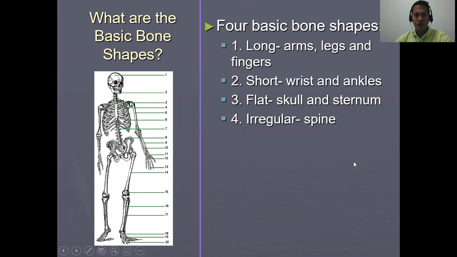There are basic bone shapes, and these are long, short, flat, and irregular. So long shaped bones are the arms, legs, and fingers. So as you can see in this picture, these are the long bones of the arms and legs. They're also short bones. These are the wrists and the ankles. The flat bones are the bones of the skull, as well as the sternum. Irregular shaped bones are the spine, and you can see that they are in irregular shape.